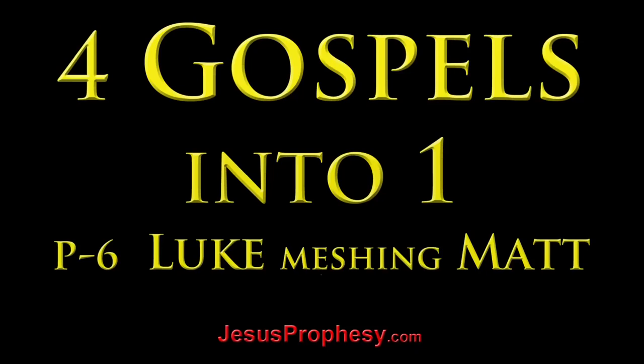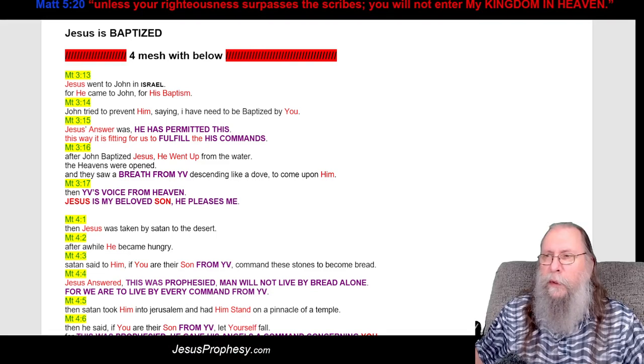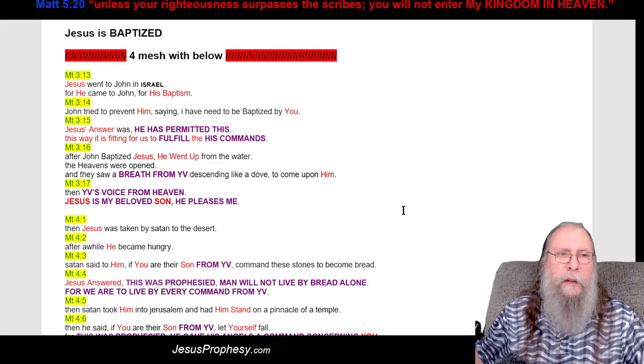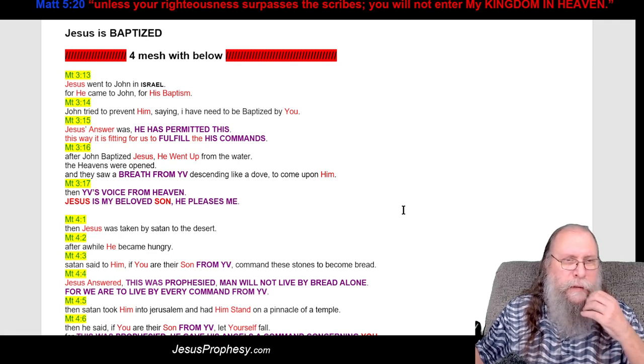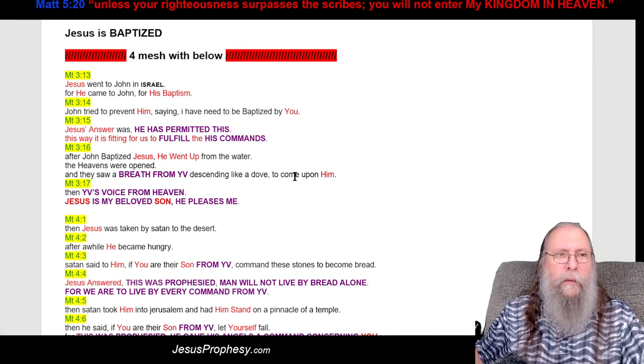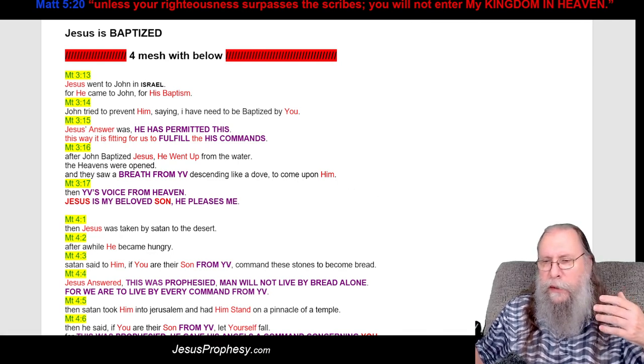This is part 6 of the 4 books going into one to make one gospel. And this is Luke going into, or meshing Matthew into Luke. Now, I had a problem last time with the text. I didn't understand what I did, so I reviewed it a little bit, and now I've got an understanding of what I did.